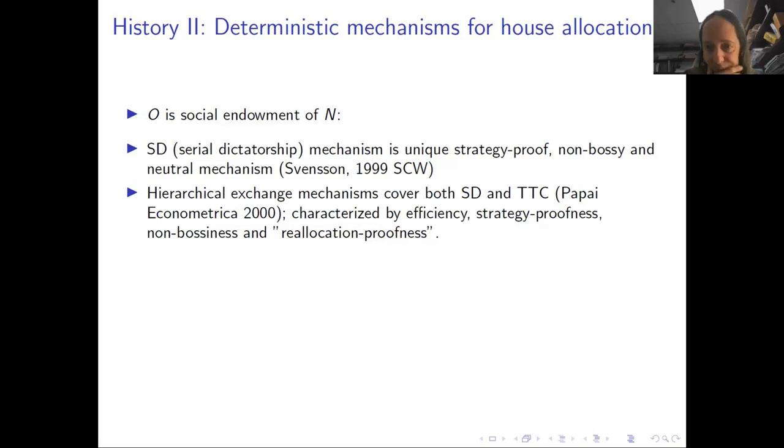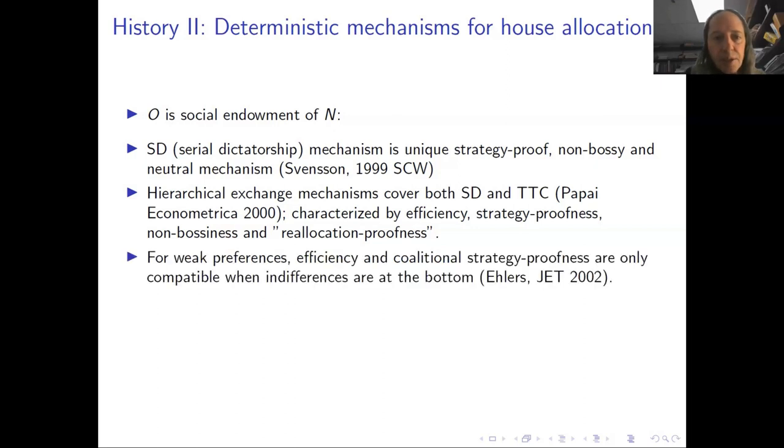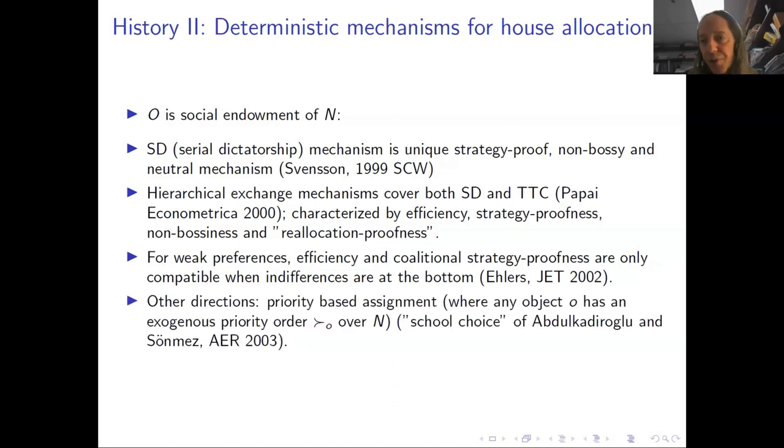But then there's an important contribution by Szilvia Pápai. I mean, she introduced a big class of mechanisms, hierarchical exchange mechanisms, of which both serial dictatorship and TTC are special cases. Right, and for weak preferences, I also have shown in one of my papers that you cannot do much, or you can have only indifferences at the bottom, or otherwise you get impossibilities. There are also other directions on looking at priority-based assignment, where they have a fixed priority for each object.